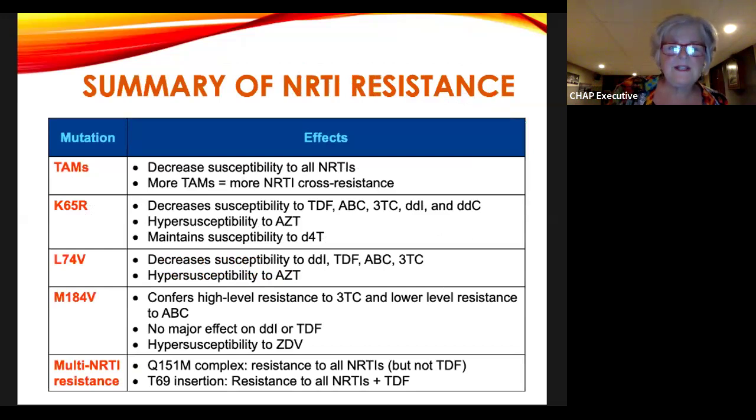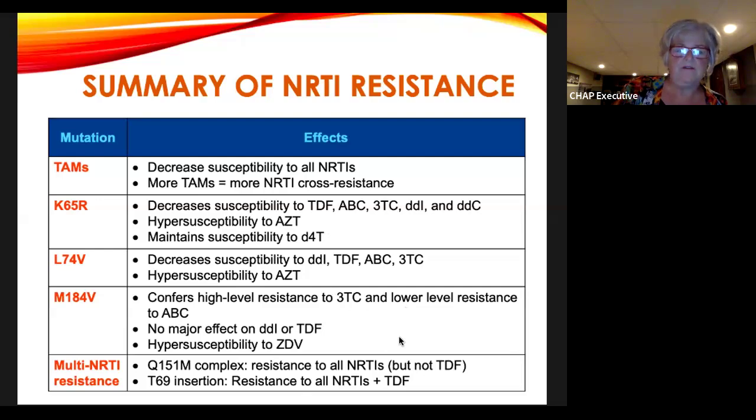If we were to summarize NRTI resistance, I'm not going to go through it all here, but the thymidine analogs, the more that we have of them, the more there is cross resistance across the nucleoside reverse transcriptase inhibitors. We know we have to keep an eye on the 65R mutation and what it does. I've introduced you to the 74V, and I've also talked to you about the good and the bad of the 184V.